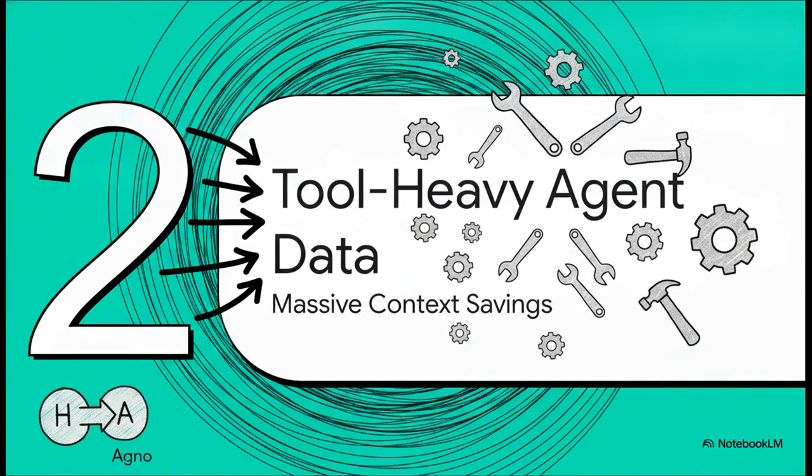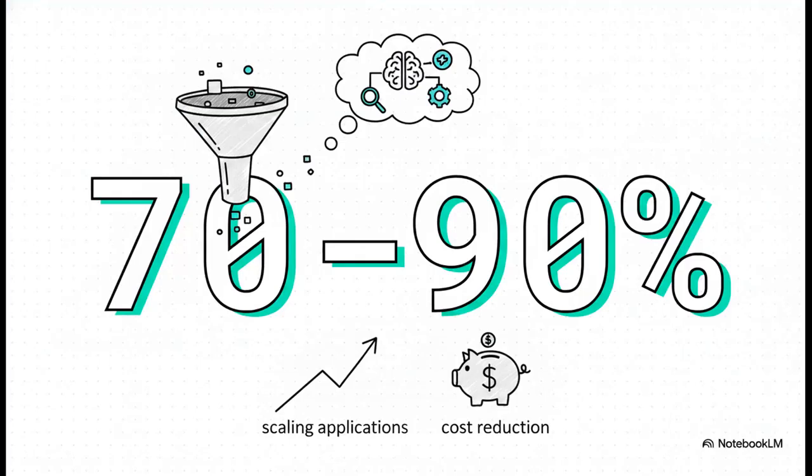Moving right along to Section 2, shrinking tool-heavy agent data for massive context savings. 70 to 90%. Just let that sink in for a second. If you are building tool-heavy agents, that is the literal reduction in context size you can realistically expect to see. Imagine slashing your token footprint by up to 90% without losing a single drop of the underlying intelligence or the factual context your agent needs to operate. Honestly, that is a real game changer for scaling up your apps and keeping your infrastructure costs down.